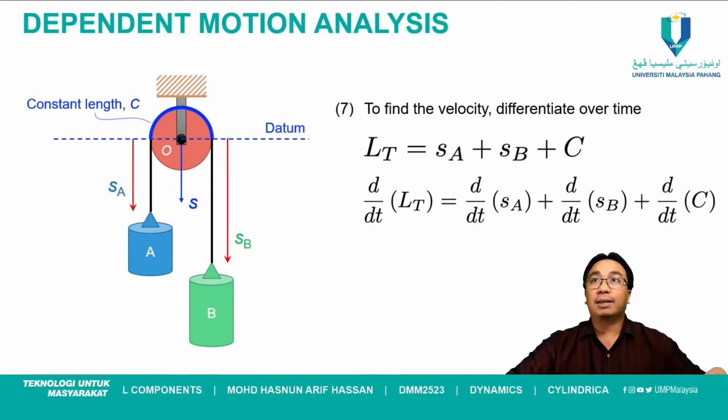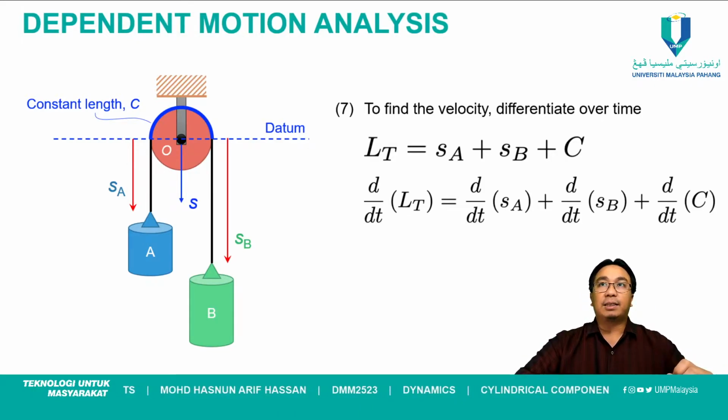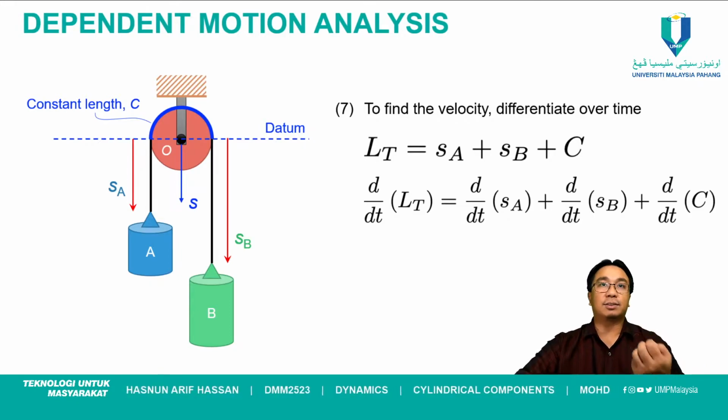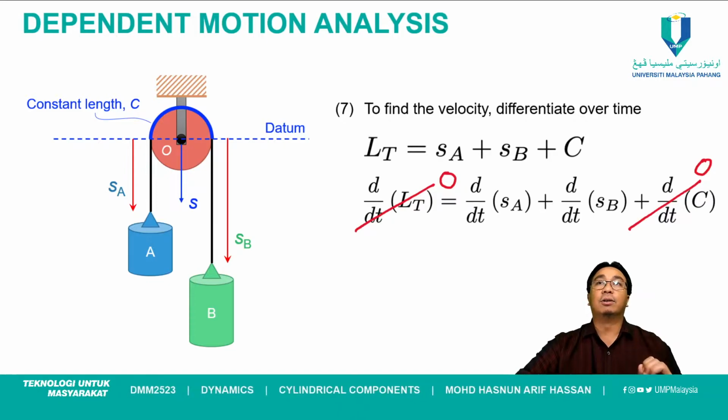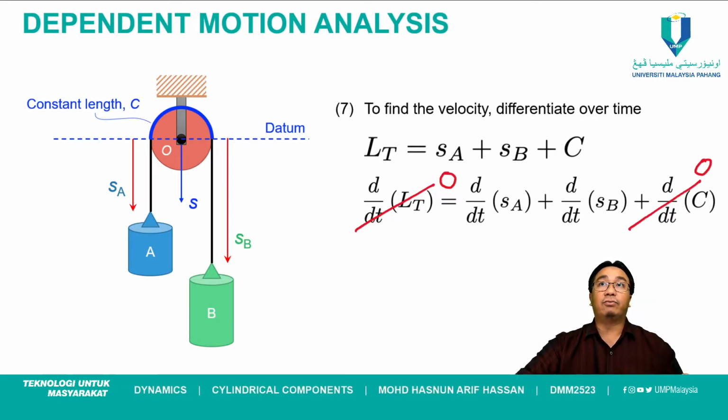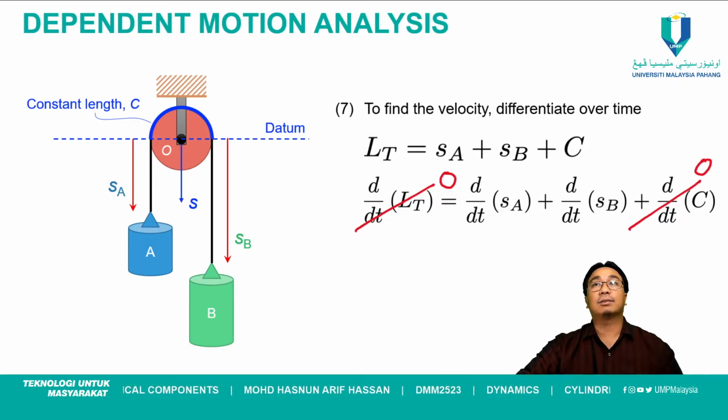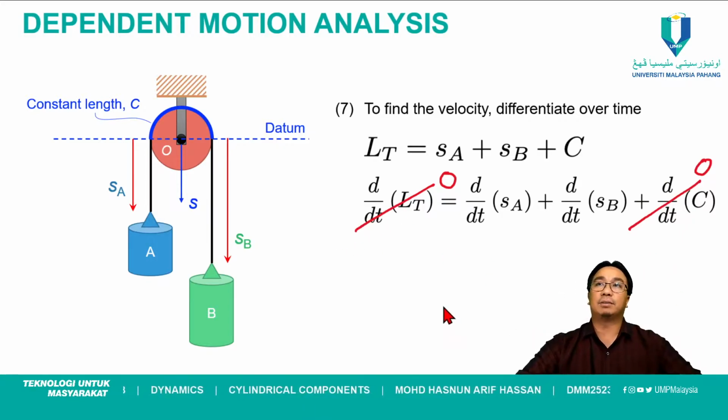Betul, Ahmad Daniel, thank you. Bila kita differentiate something yang constant over time, dia akan dapat nothing, dia dapat 0. So for LT, differentiate LT over time, dapat 0 because LT is constant. Differentiate C ni over time, dapat 0 juga sebab C ialah constant length dekat sini, so kita dapat 0. Kedua-dua ini kita dapat 0.